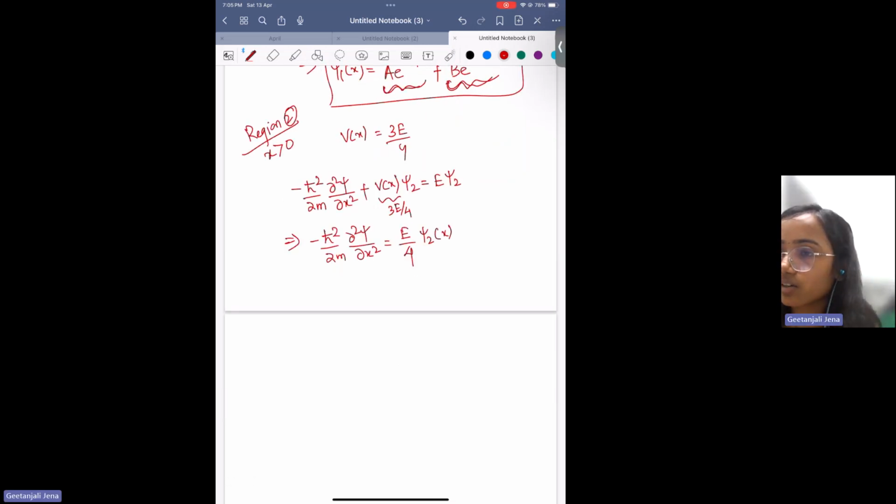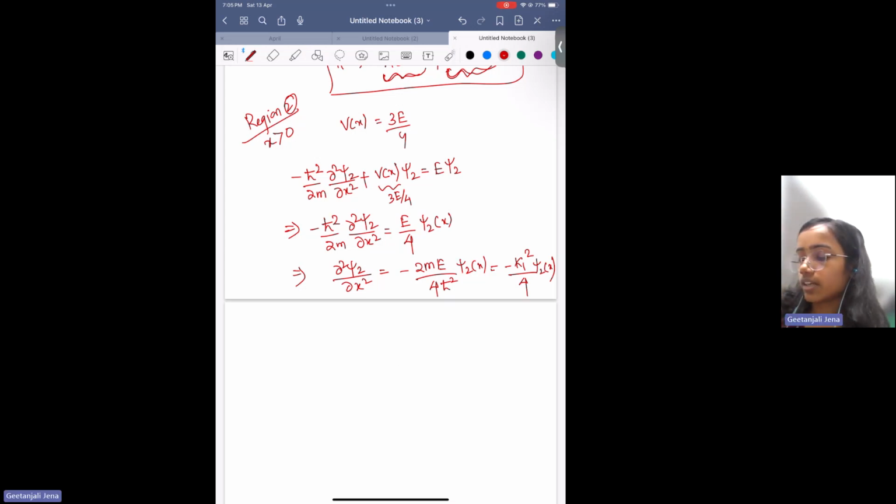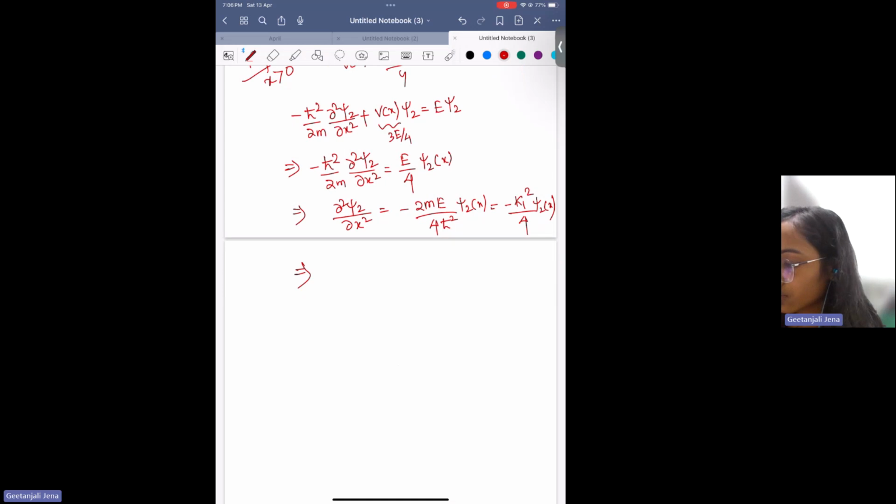That means here we will also get an oscillatory solution. For region 2, d square psi 2 by dx square is minus 2mE by 4h-bar square psi 2 of x. You can write it as minus k1 square divided by 4, because k1 is root of 2mE by h-bar square. Take this k1 square by 4 as k2 square. That means k2 is k1 by 2, right?